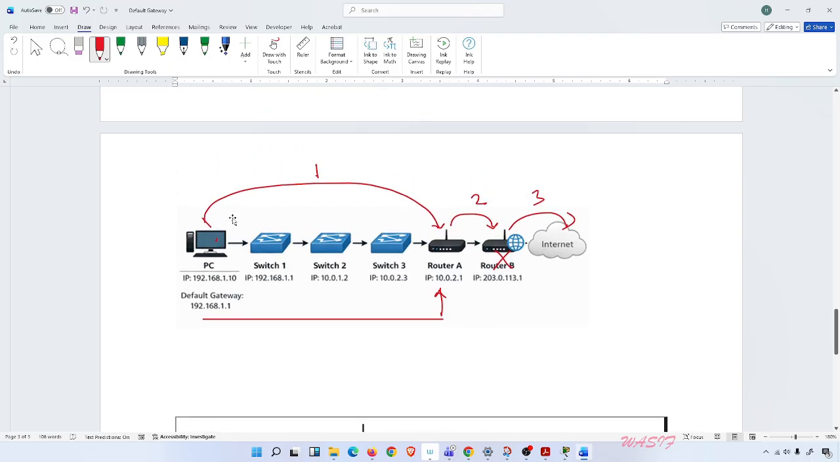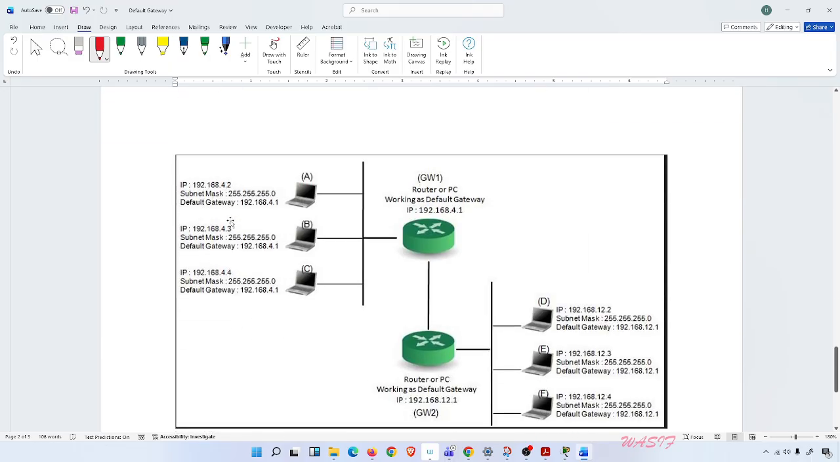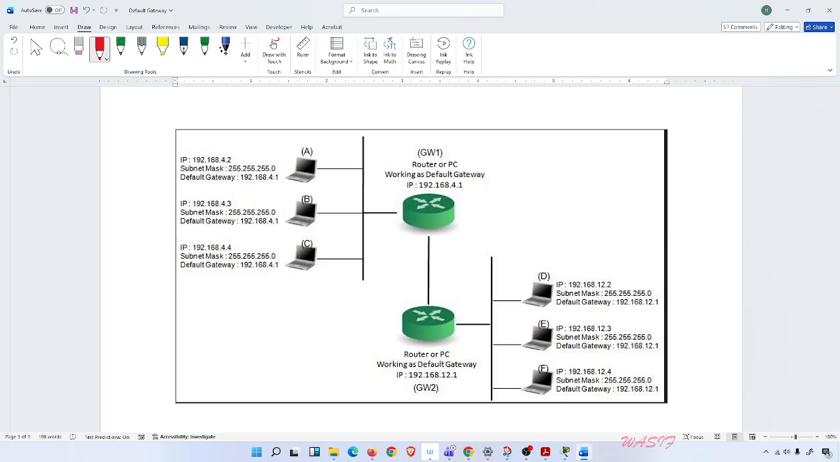Now, if you configure the default gateway, if you look at here, this PC's default gateway is, and the default gateway, if you look at here, they all have the same default gateway. Why do they have the same default gateway? Because he's connected to this interface, he's also connected to this interface. So in the network, everyone will have the same default gateway. The PC IP address and the default gateway IP address have to be in the same network.